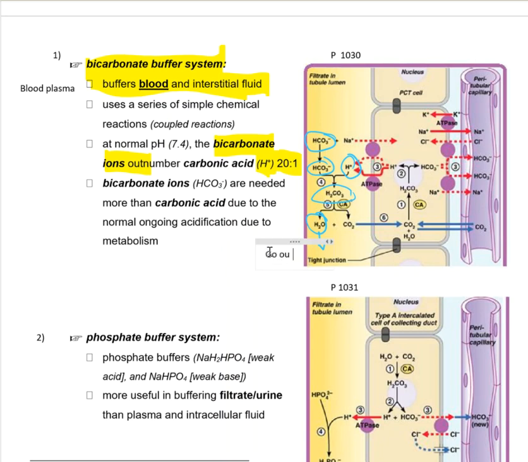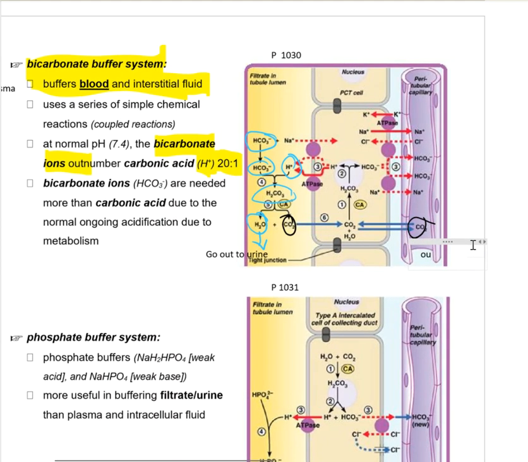Go out to urine. And then we have carbon dioxide, and the carbon dioxide will go out. Why don't we circle it in a different circle here? Carbon dioxide will go out to the lungs, right? So that's how we get rid of our things.